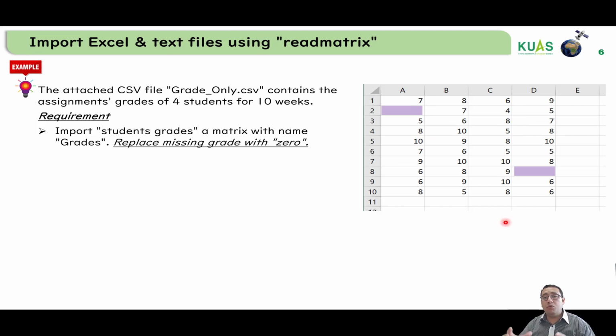The problem with a file without any headers is that it's difficult to know what the data means without someone explaining it. So in the next example, we are going to check the case where we have a header. The requirement is to import the student grades for 10 weeks and 4 students into a matrix named grades. Of course, we have some missing data highlighted here in purple. We need to replace this missing data with 0, because when we import the data, all the missing data will be represented as NaN. So let's go to MATLAB and check how to do that.